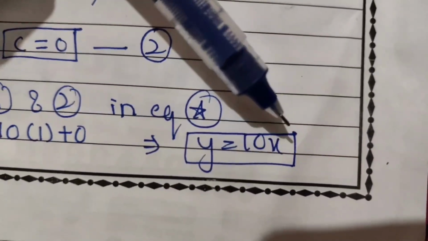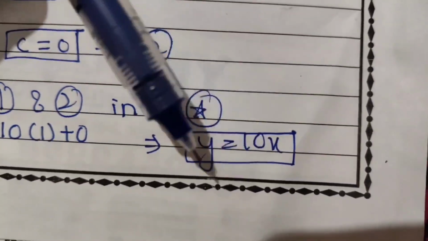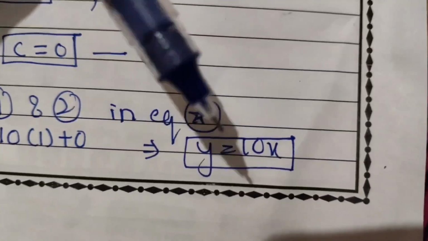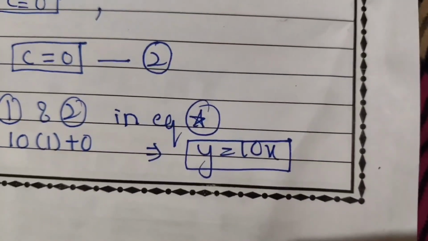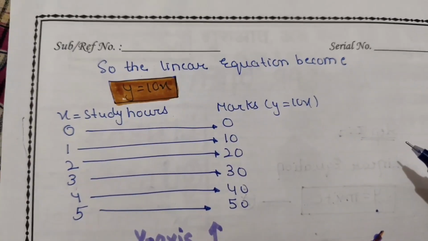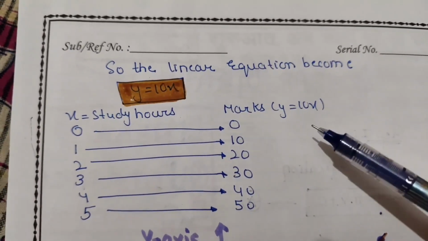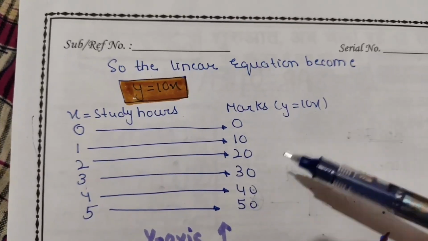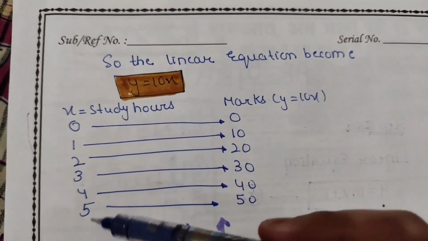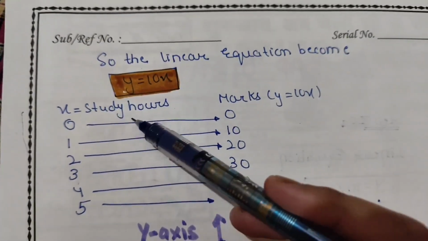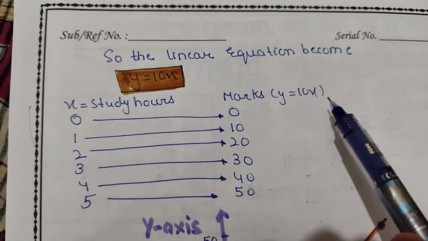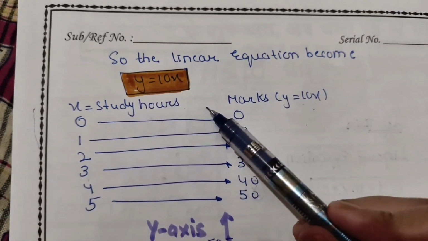it represents the linear equation. Now we substitute the values of x and y, and we plot these values x and y in the graph, so the graph becomes linear in form. Now just choose simple values for x and calculate the value of y. Here we choose x as 0, 1, 2, 3, 4, 5, that basically represents the study hours, and we put these values of x in the equation y equals 10x, where y is the marks.